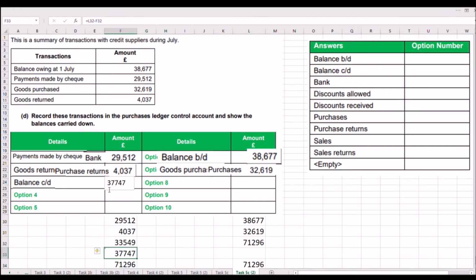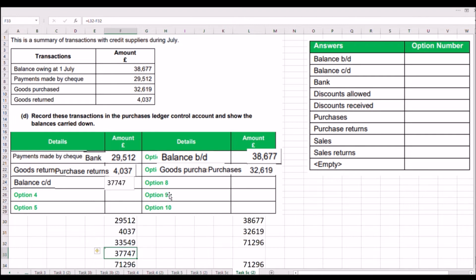How could this question have been changed? It could have said, show the balances on the 31st of July. That would have been the balance carried down figure. If it would have said for the period of the month of July, that would have been the better sort of question. Alternatively, it could have said, show the balances on the 1st of August, in which case that would have been the balance brought down figure.